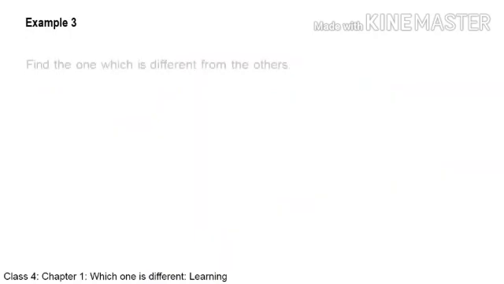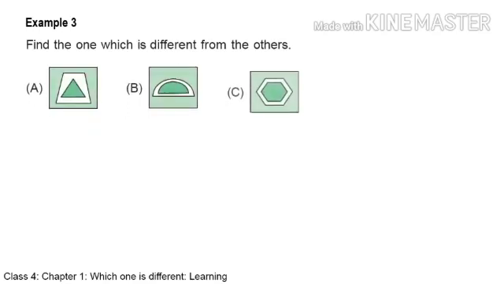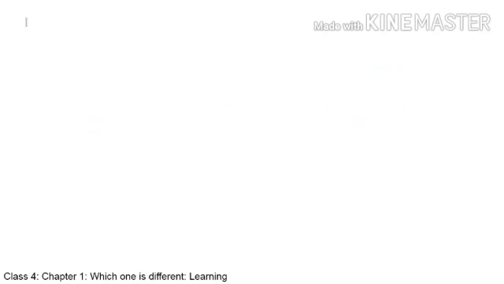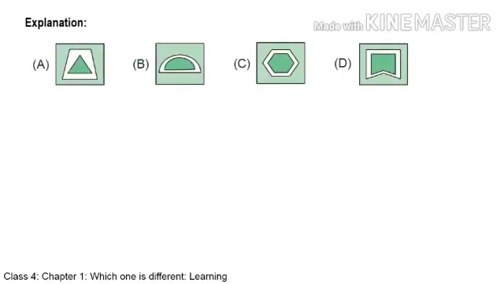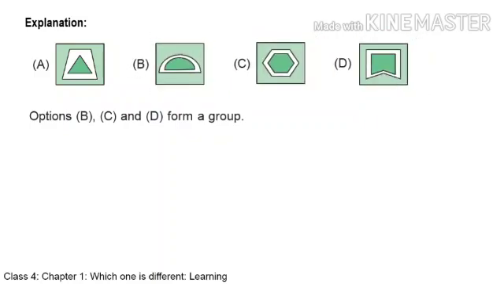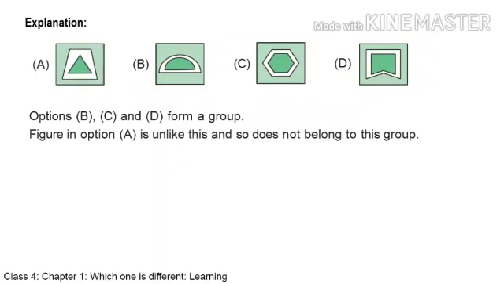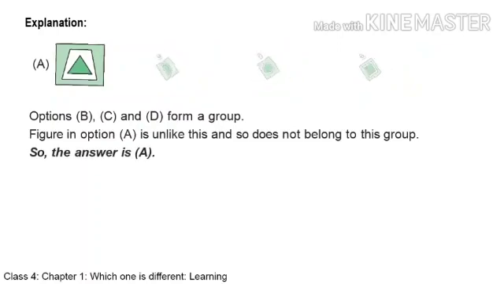In this example, find the one which is different from the others. Is it option A, B, C, or D? Look at the 4 given options. 3 figures are such that in each of them there are 2 similar figures, one within the other. Option B, C and D form a group. The figure in option A is unlike this and so does not belong to the group. Hence, option A is the odd one out.